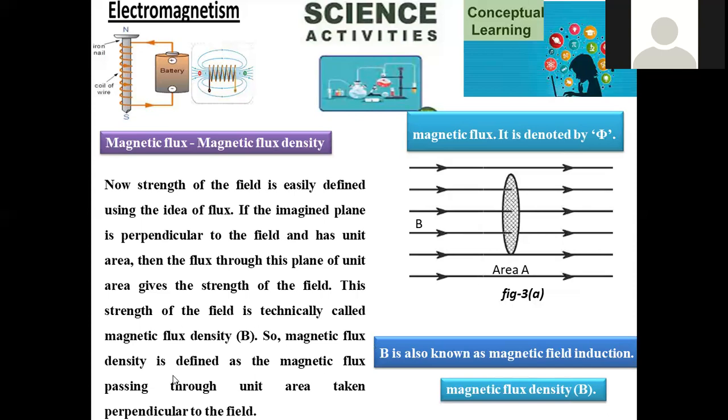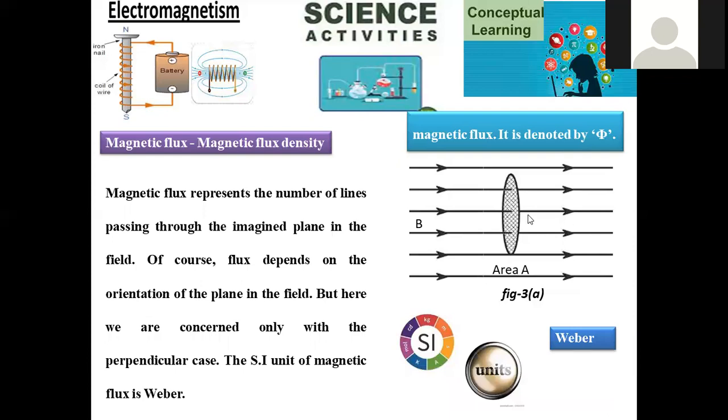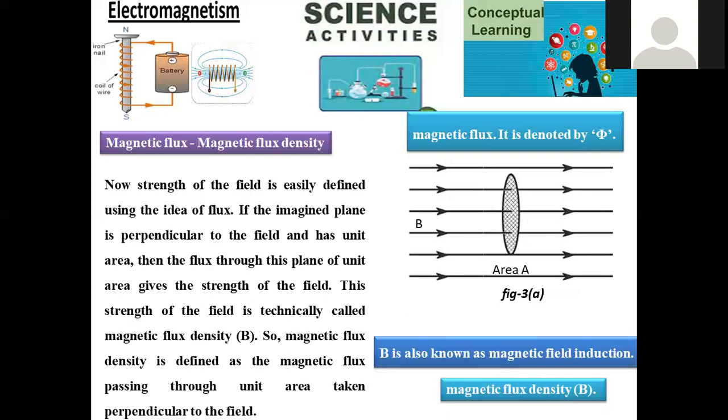The strength of the field is technically called magnetic flux density. There is a slight difference between the magnetic flux and magnetic flux density. Flux density is denoted with the parameter B. Magnetic flux density is defined as the magnetic flux moving through the unit area. This was taken as a unit area. How many lines are moving through this is denoted as the magnetic flux density, and that will be perpendicular to the field.